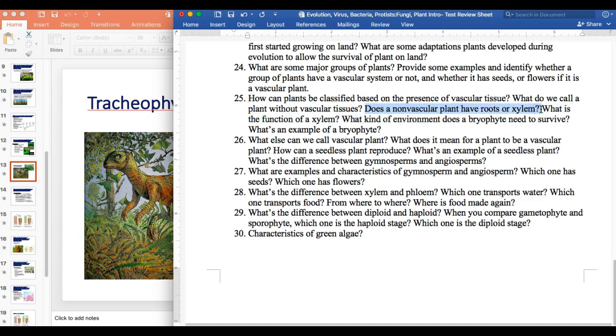Does a non-vascular plant have roots or xylem? They don't have roots, and they don't have xylem. What is the function of a xylem? Transport water. What kind of environment does a bryophyte need to survive? A moist area that's shaded, potentially.